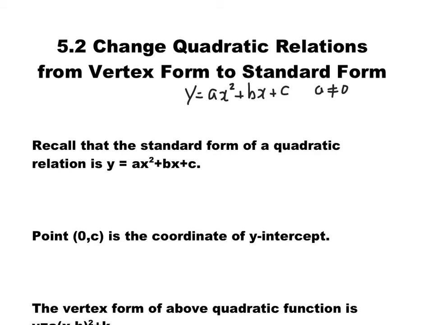The reason is that if A is 0, then you are going to end up with y equal bx plus c, which is a linear function. This is called the standard form. Standard form.